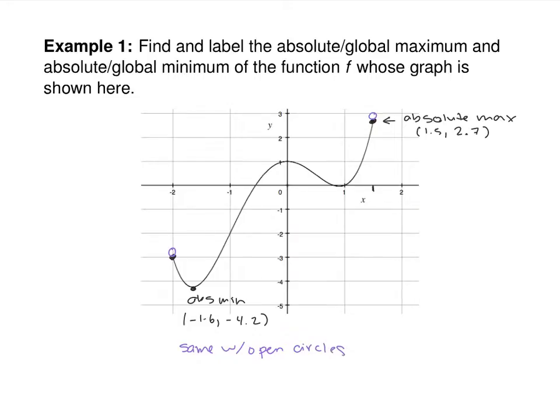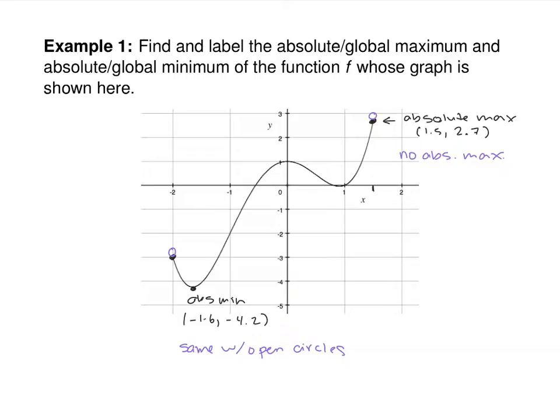But if there's an open circle up there, there's no absolute maximum, because you can't find one point that's higher than all the others. You can get infinitely close to that little open circle, right? But you can't get all the way there.